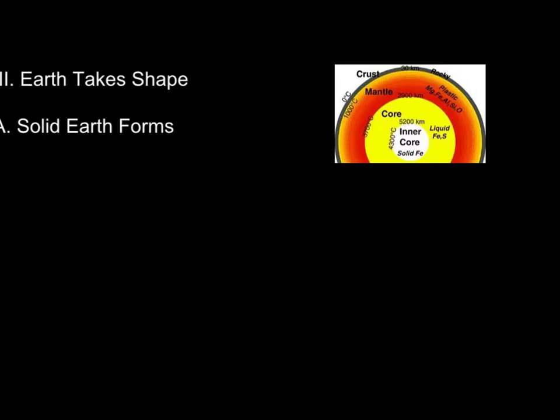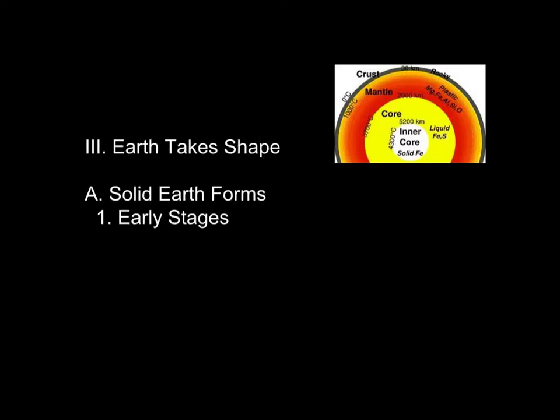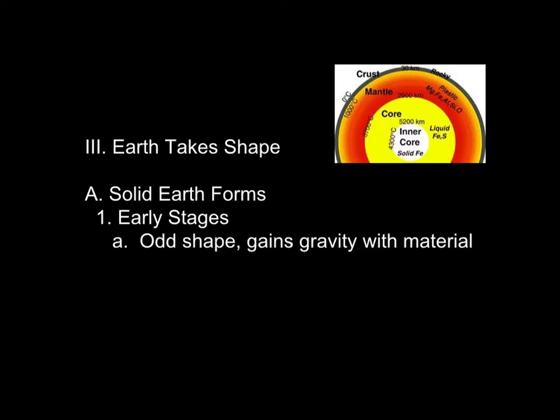So we'll start off with the solid Earth forms. We'll begin our discussion with the early stages. Now remember back to Section 2 where we talked about how planetesimals formed, starting with dust particles that began having some gravitational pull towards each other, big collisions, these larger and larger shapes being created when these things run into each other.